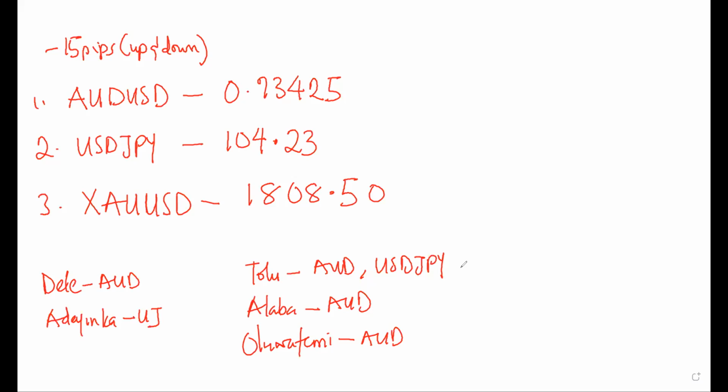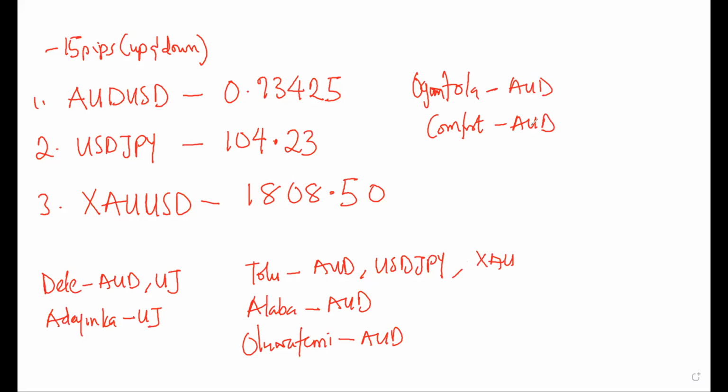Okay. So Lu, XAU done. Oguntola AUD done. Let me just write Oguntola AUD done. Dele UJ done. Comfort AUD done. Okay. 1, 2, 3, 4, 5, 6, 7. I have 7 persons that have done something. Okay.